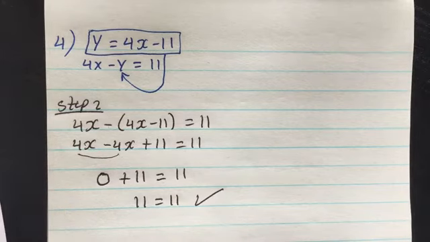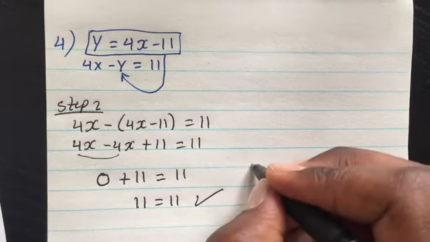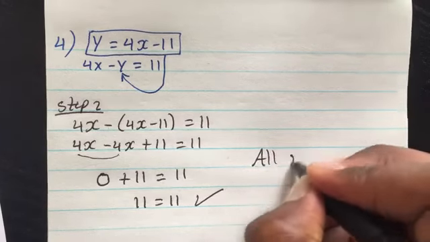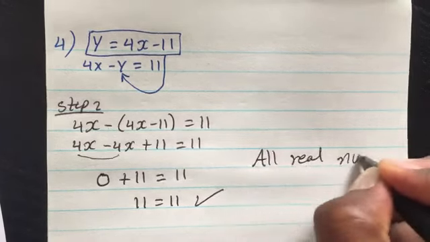If 11 equals 11, then that tells you this is an identity problem, which has all the real numbers as a solution. So the solution to this would be all real numbers.